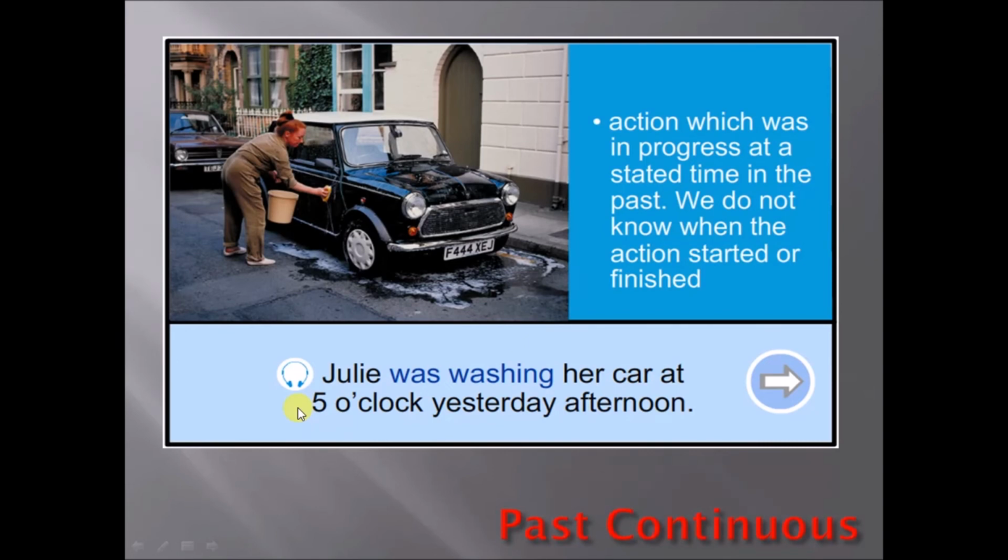So, Julie was washing her car at 5 o'clock yesterday afternoon. So here's the action which was in progress at the stated time, which is 5 o'clock in the past. But we do not know when the action started or finished. We only know that Julie was washing her car at 5 o'clock yesterday.